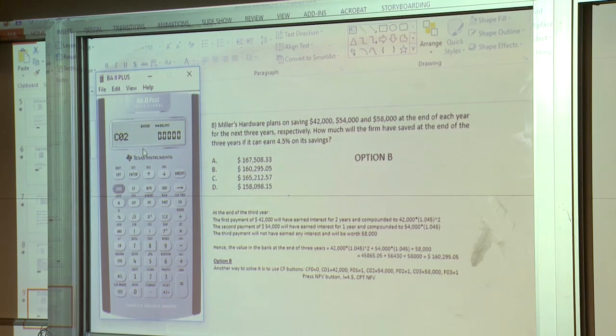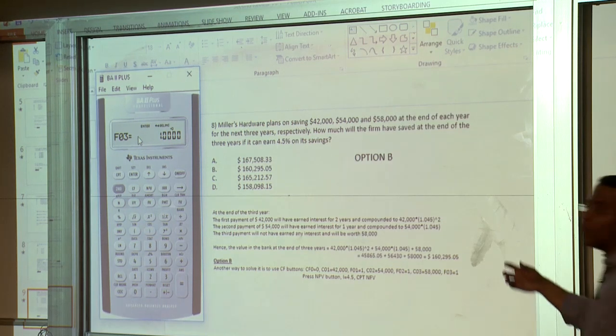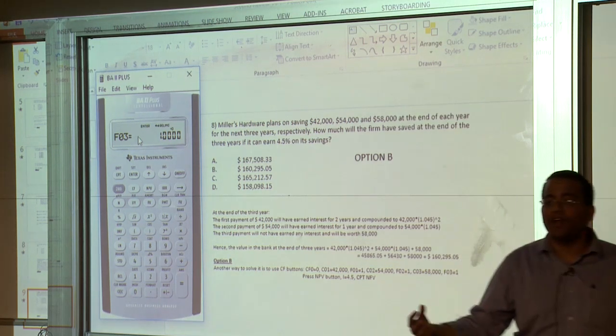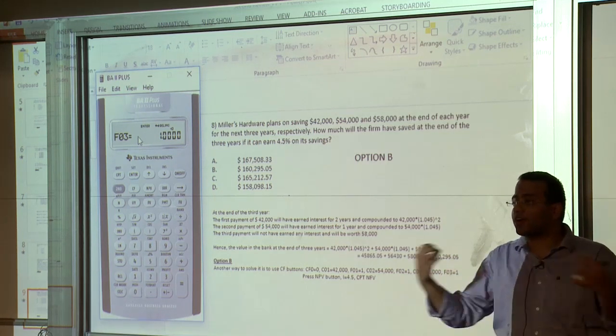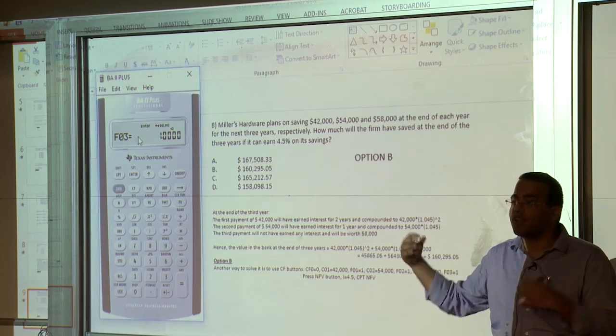So then C02, it's the second payment. That's 54,000. And then enter, and then down arrow, 1 and enter, and then you have 58,000 and enter, and down arrow and 1 and enter. So at this point in time, all the information that we know about the cash flows has been fed into the calculator. The calculator is able to construct the timeline, if you will, internally.